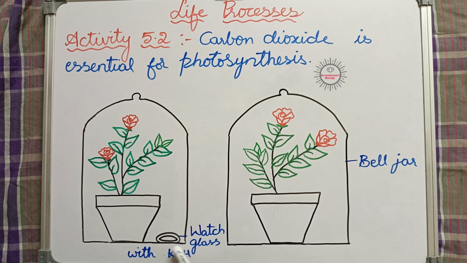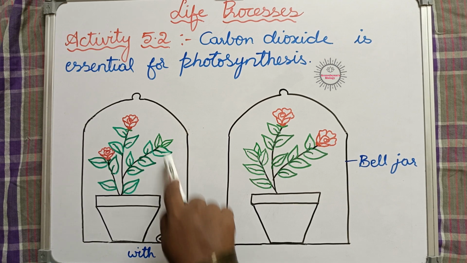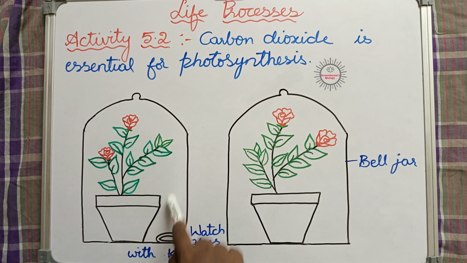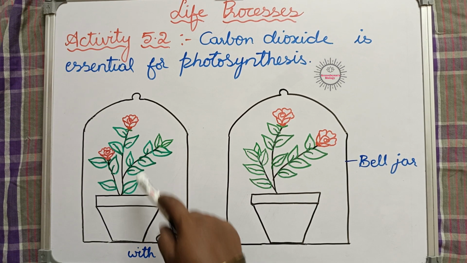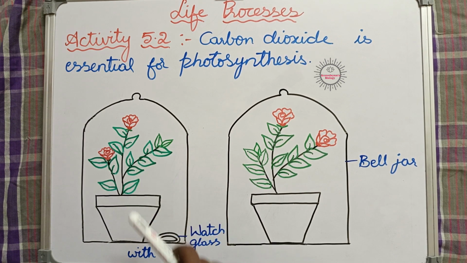So we have added KOH solution here. It absorbed the carbon dioxide which is present in this airtight jar. So carbon dioxide is absorbed, and that's why it is not available to this plant. That's why this plant did not perform photosynthesis.